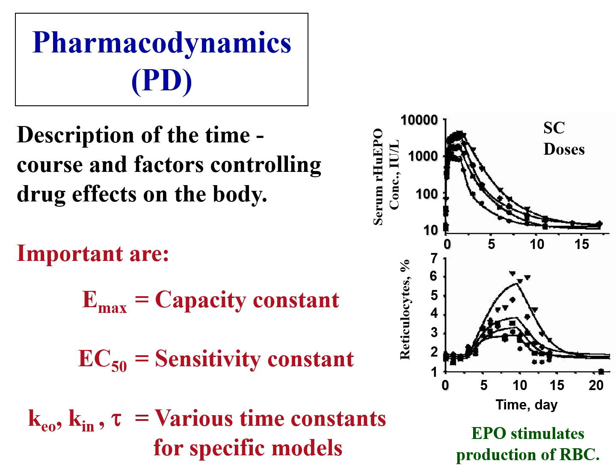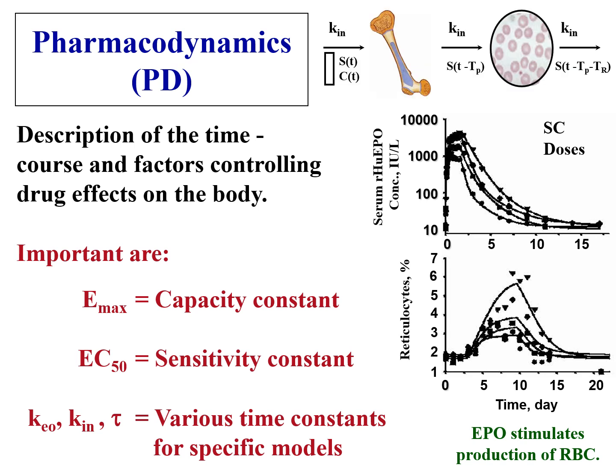So pharmacodynamics is defined as a description of the time course impacting controlling drug effects on the body. We seek to identify capacity constants, sensitivity constants, and a whole variety of time constants that pertain to specific models, particularly related to turnover. What you see on the right are some PK/PD data. Plasma concentrations of erythropoietin after various subcutaneous doses, and time course of reticulocytes that are stimulated by this compound.